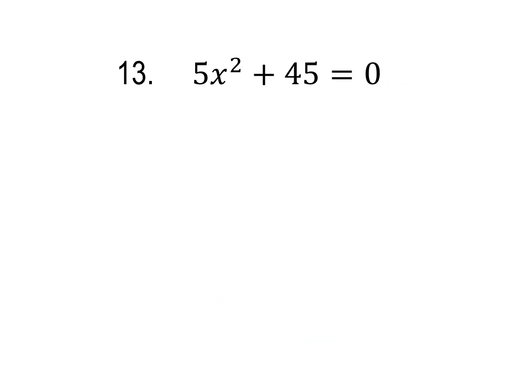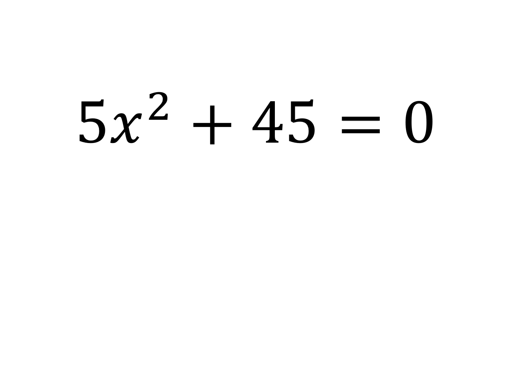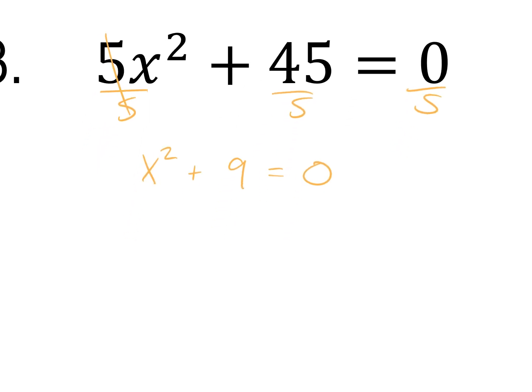All right, let's take a look at 13. A couple different ways we can solve this. We can use the quadratic formula, or if we see that we just have an x squared, we don't have to use the quadratic. How else could we solve? Easier than that. We can divide by 5. So x squared plus 9 is equal to 0. Now we want to subtract 9. We want to get that x squared all by itself. So x squared is equal to negative 9.